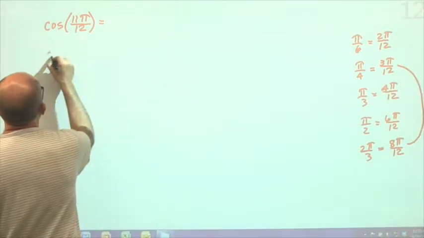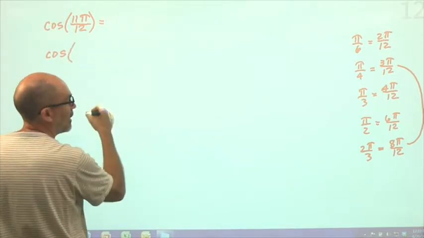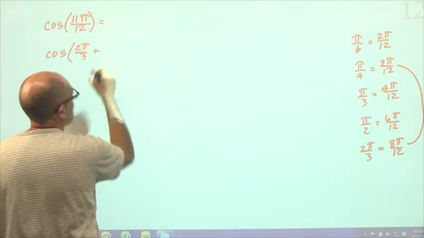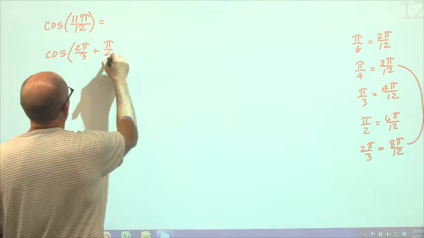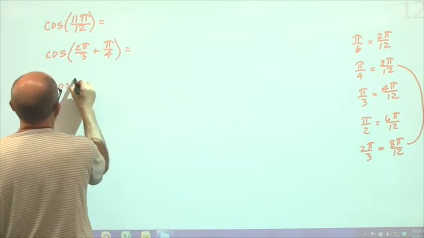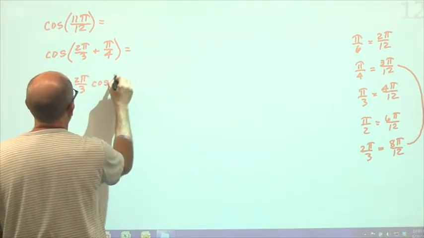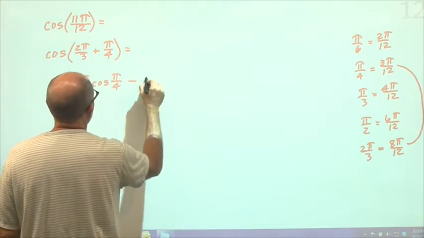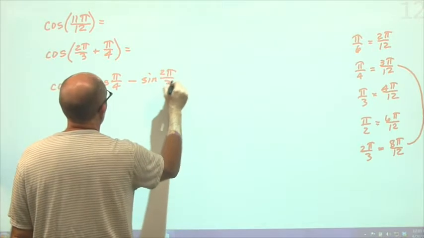This is cosine of 2 pi over 3 plus pi over 4. Okay, so this equals cosine, cosine, opposite sign, so minus sine, sine.